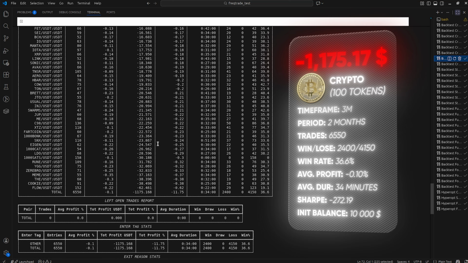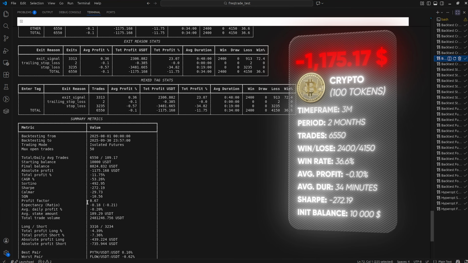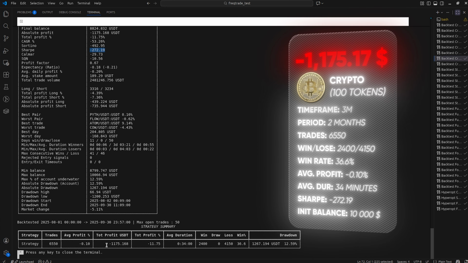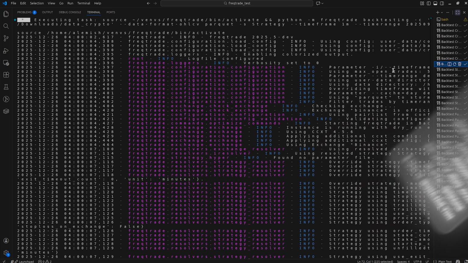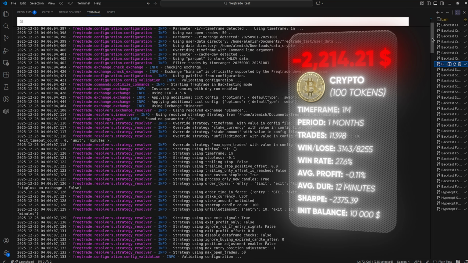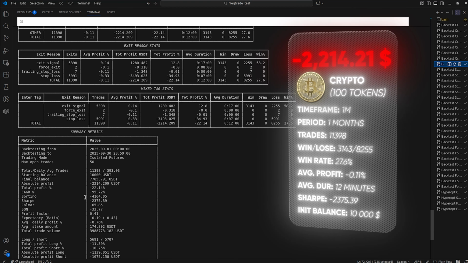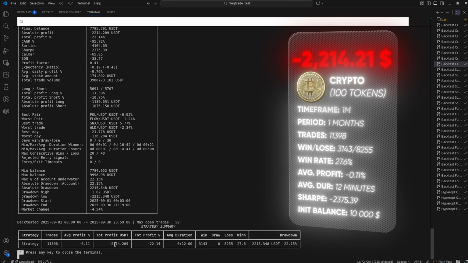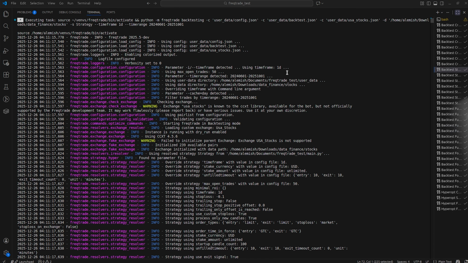Once again, table with tickers result, and Sharpe is minus 272, and we've lost more than $1,000 once again. And final time frame for crypto market, 1 minute. Well, still negative Sharpe, minus 2,000, and we've lost more than $2,000. Now let's move to stocks market.